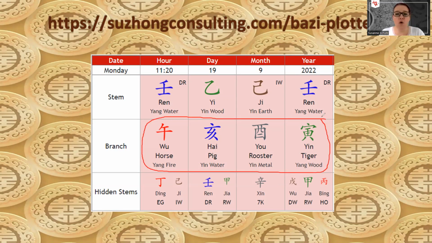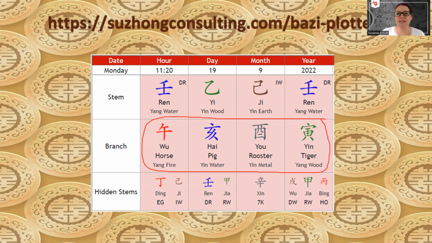Now, you can have four completely different ones, as shown here in this natal chart, or maybe you have a chart where some animal signs or earthly branches are duplicated. That's also completely fine. So don't fret, don't worry about this. It's completely normal.